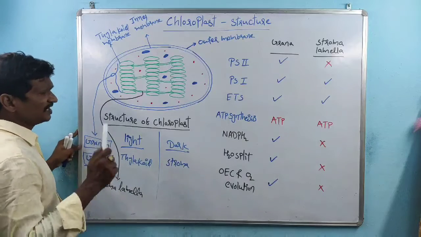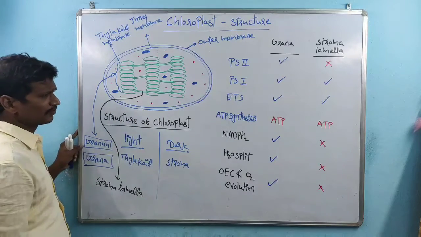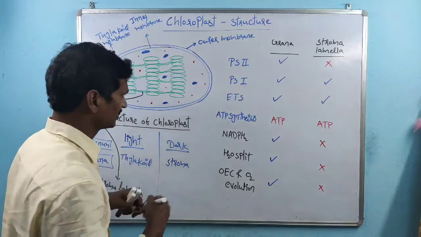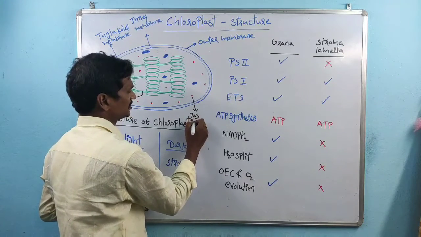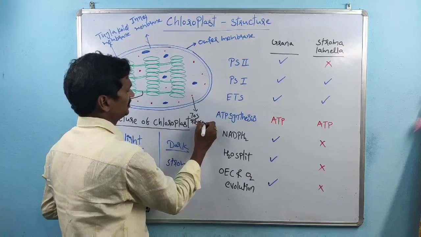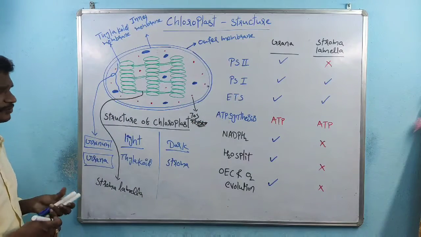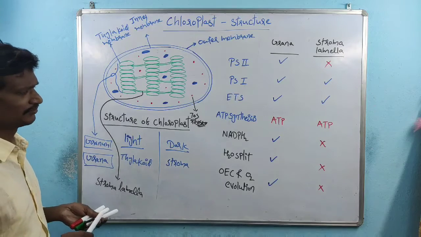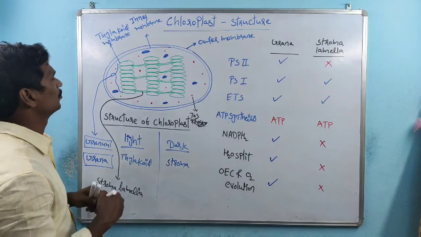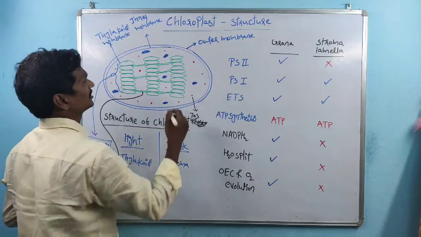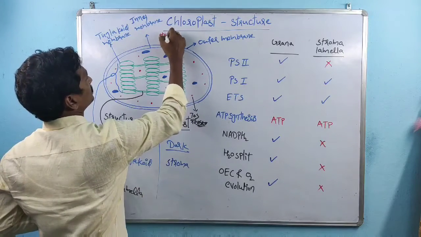All of you remember that within the stroma there are ribosomes, and these ribosomes are 70S ribosomes. These 70S ribosomes are involved in the protein synthesis process. Coming to the next one, there are blue colored structures. These are nothing but starch granules.